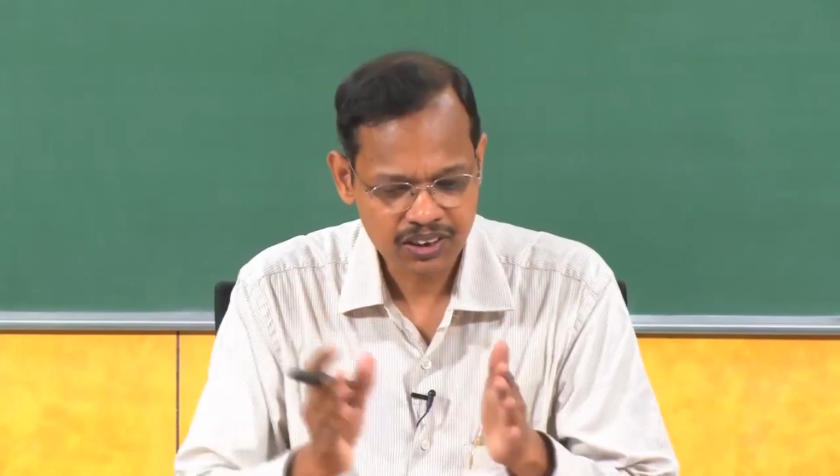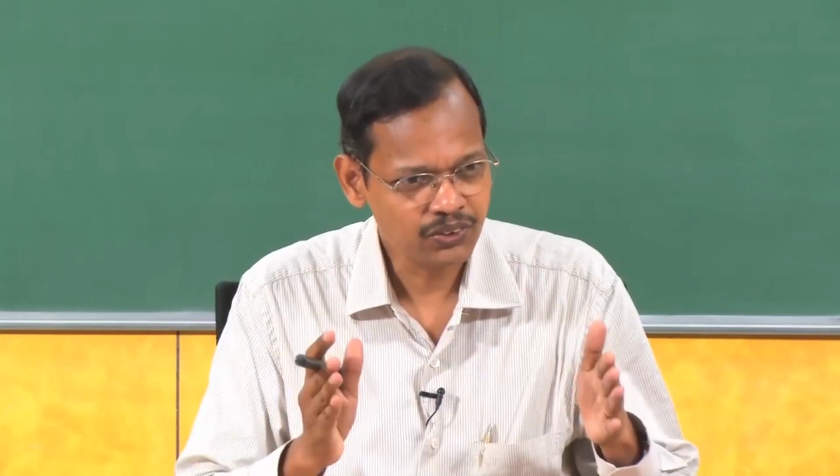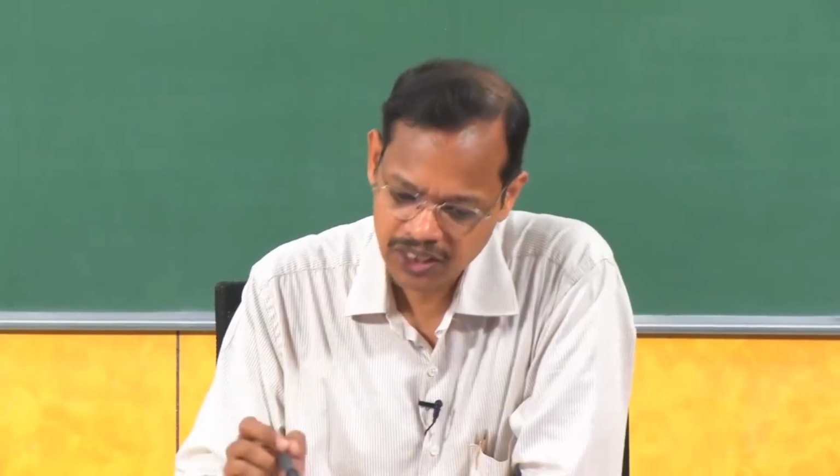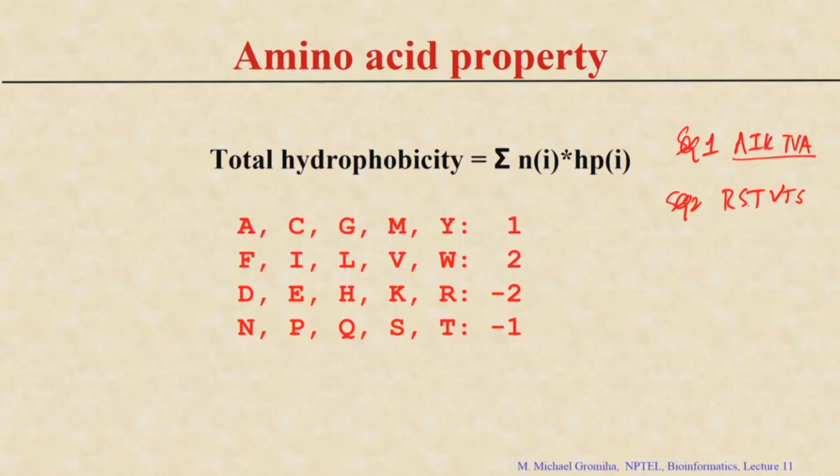So, if you have the values, then the sum of the numbers in a full sequence will tell you the characteristic features of the complete protein, based on the particular property. For example, if I have sequence 1 and sequence 2, and I want to see which is highly hydrophobic, I have values for 20 residues. I give one example.